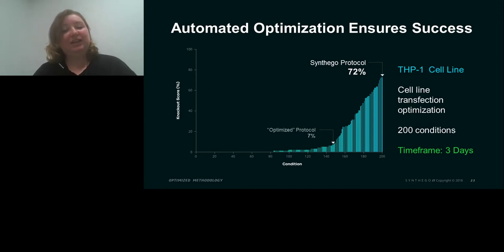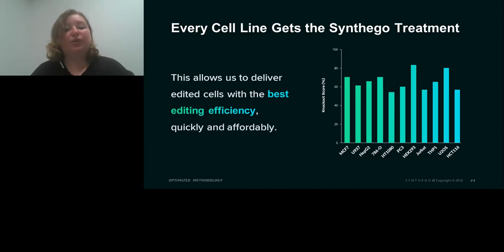However, you can see here that when we were able to optimize, we were able to go from 7% all the way up to 72%. This is a huge improvement in the editing efficiency. Because we have this automated and high throughput process, this took us only 3 days, and most of that time was in waiting for the results to come back. We do this for every single cell line that comes in, as I mentioned. This is just some of the cell lines that we've been able to optimize and the high knockout scores we've been able to achieve with these cells.